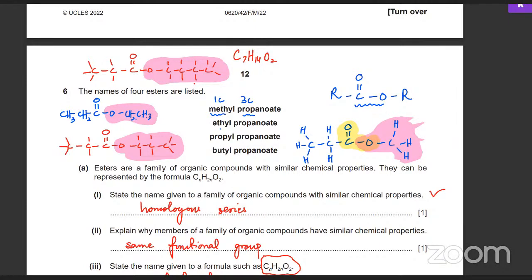So the ester is a molecule that is produced when you have two substances reacting together. Normally it's an alcohol on this side, and the other side is a carboxylic acid. Now, in all three cases, it's the same carboxylic acid. It's one, two, three, double bond O. So every time, this side is exactly the same in all of them.